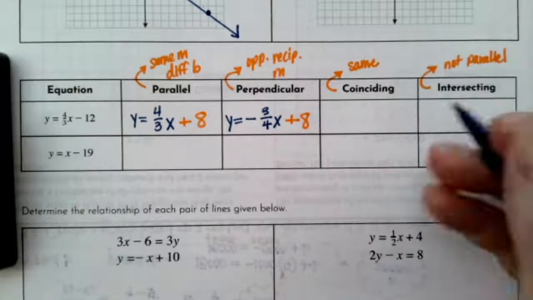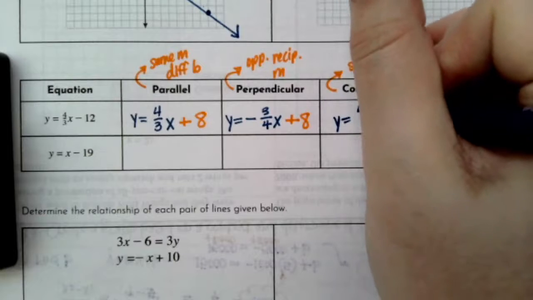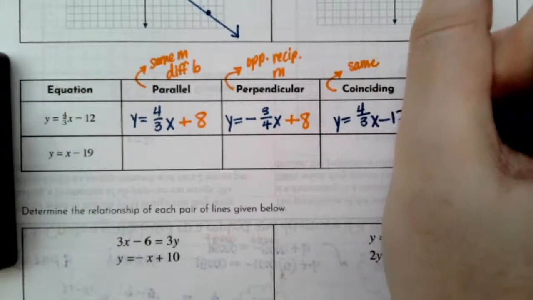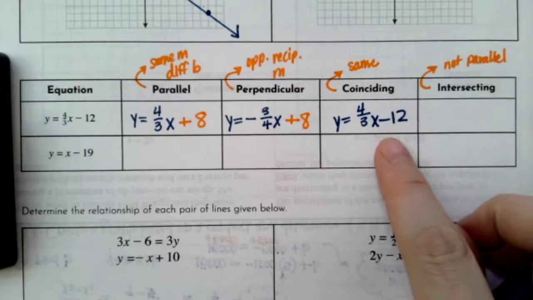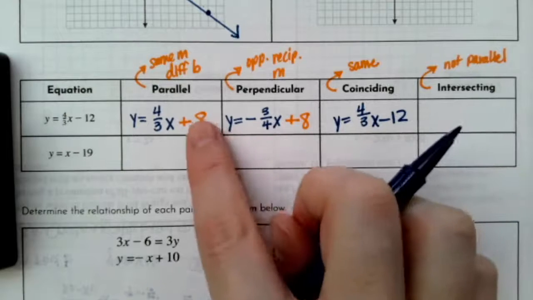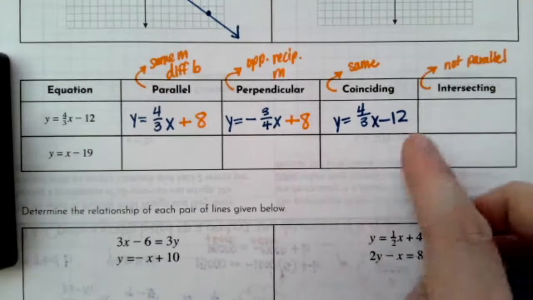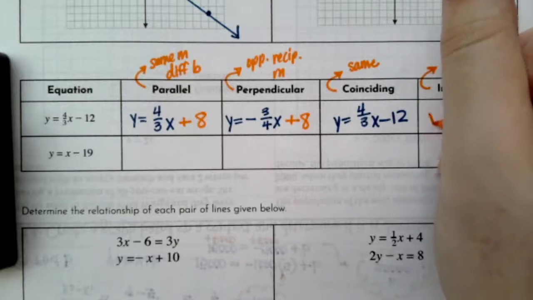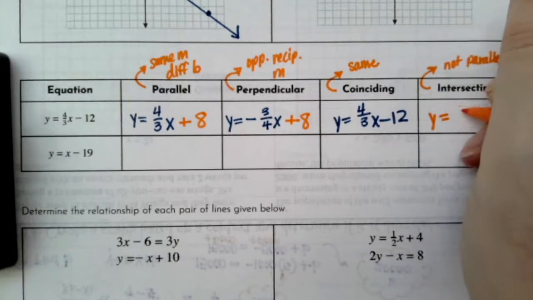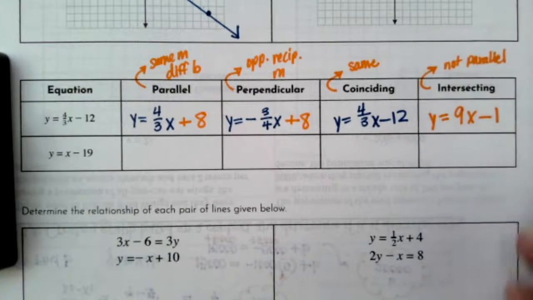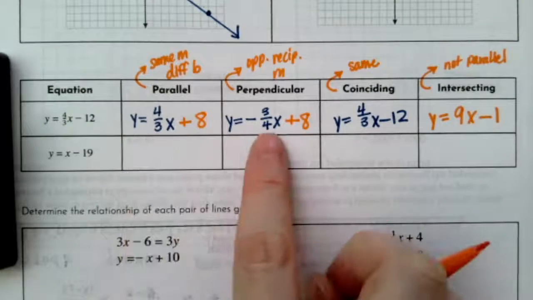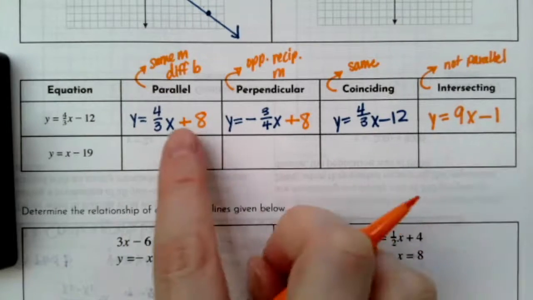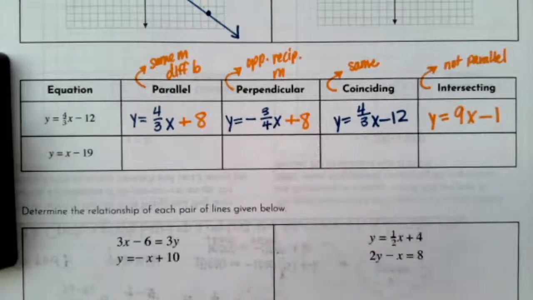Coinciding is the same everything. So literally just rewrite the equation. And intersecting, as long as it's not parallel, then you're fine. I typically just like to write a completely different value, so I'll do y equals 9x minus 1. So 9 has nothing to do with those slopes, and 1 has nothing to do with the y-intercepts, and so it's completely different.